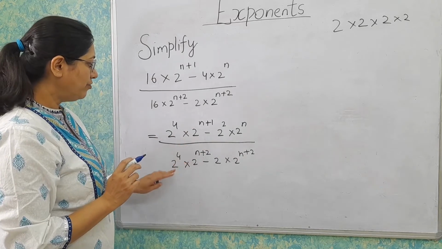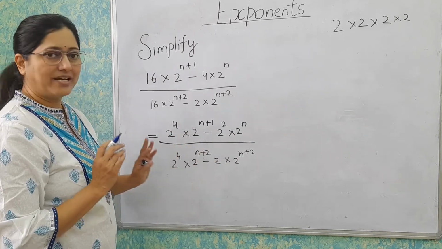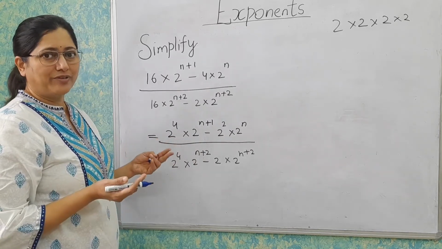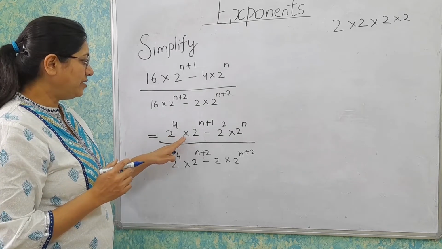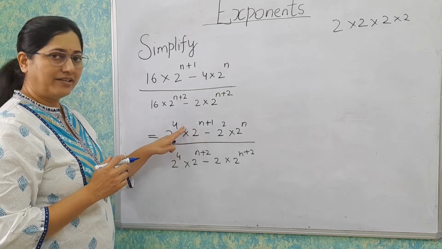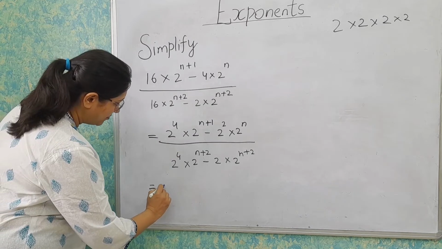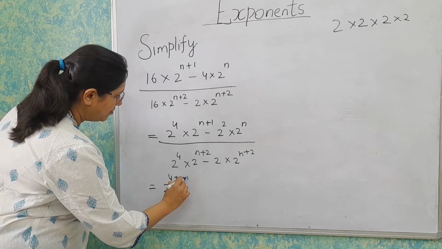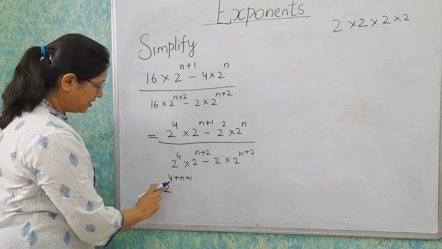See, in this way we have changed these numbers to the same base. All the numbers have base 2. And now we can apply the law of exponents. As per the law of exponents, whenever we are multiplying two numbers with the same base, we simply add the exponents. So first I will write 2^(4+n+1), because I have added these two exponents.